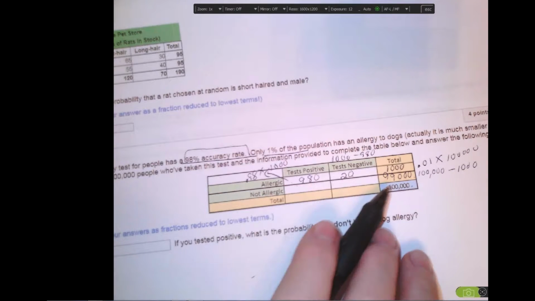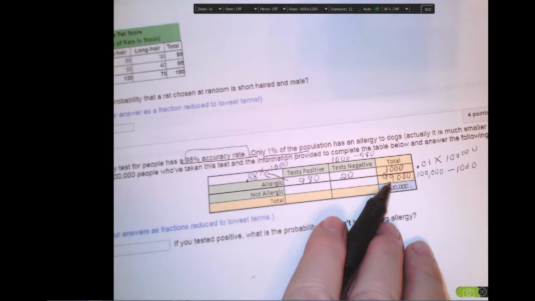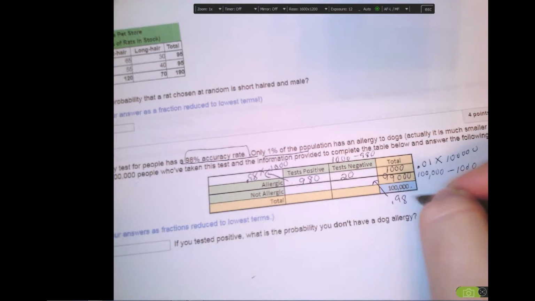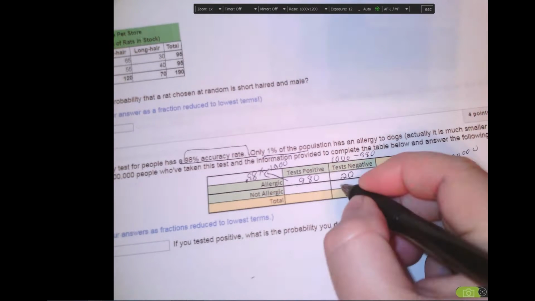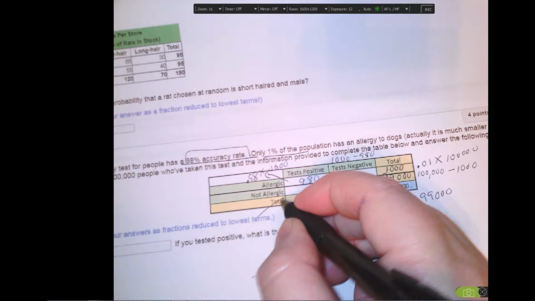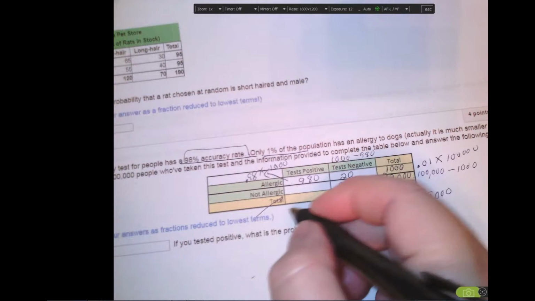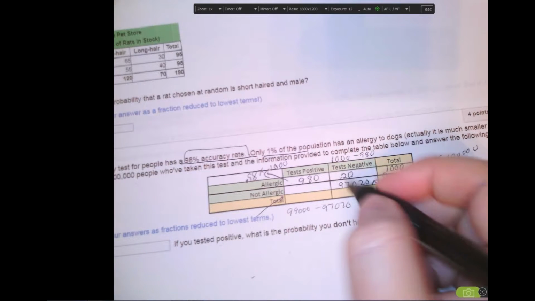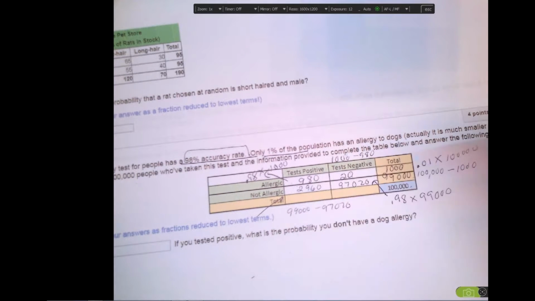Okay. On the next column, those are people that are not allergic. So to be accurate, they should test negative. So right in here, accuracy rate is 98% times 99,000 gives us 97,020. Okay. Again, I subtract since I know it was 99,000 total. I just subtract my 97,020 and get 1,980. Now these are going to be high point questions on your test.